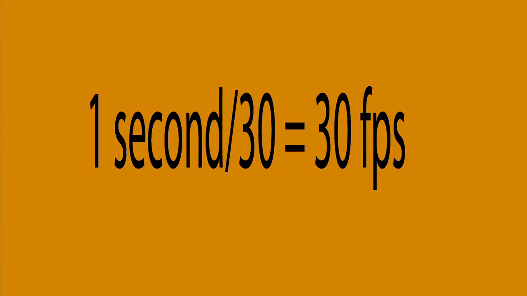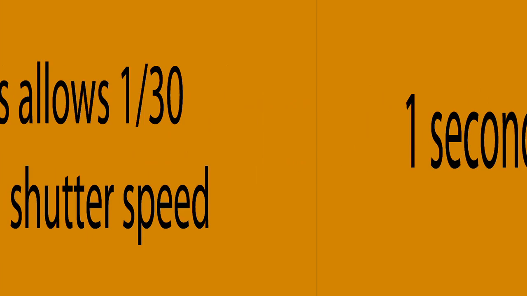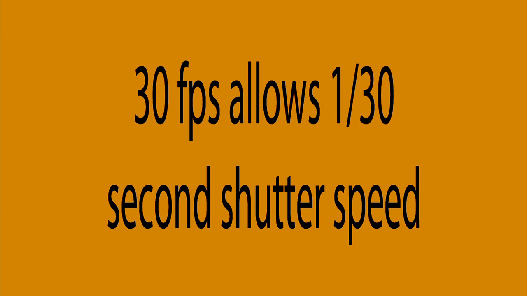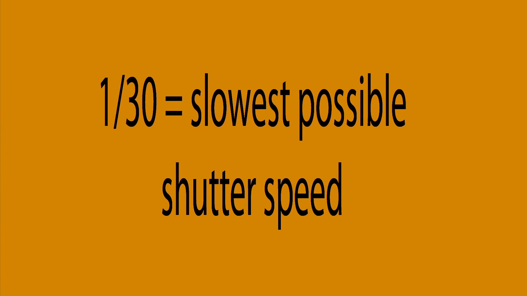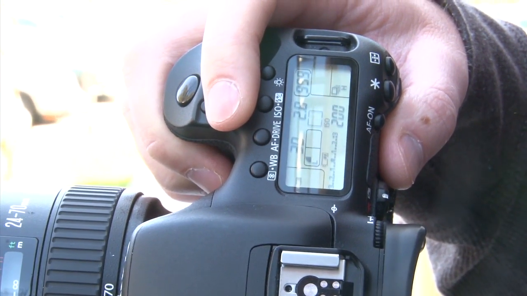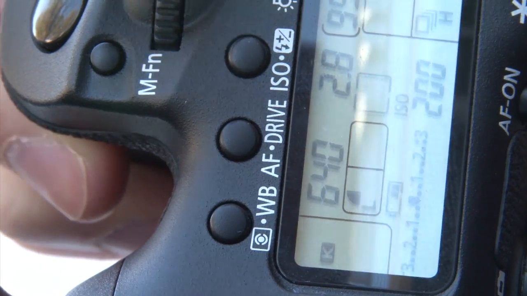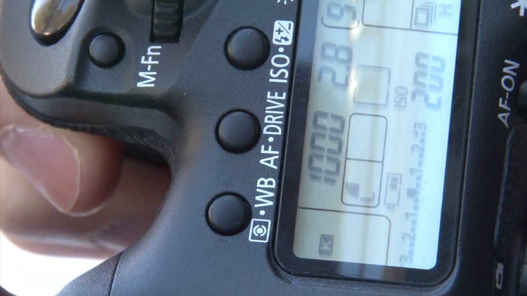First, remember that video is shot at 30 frames per second. If you divide 1 second by 30, you get 1/30th of a second, which means that 1/30th of a second is the slowest possible shutter speed for video. Now, on some cameras, you can set a very high shutter speed, so you may think that there's no limit there. But remember the 30 frames per second.